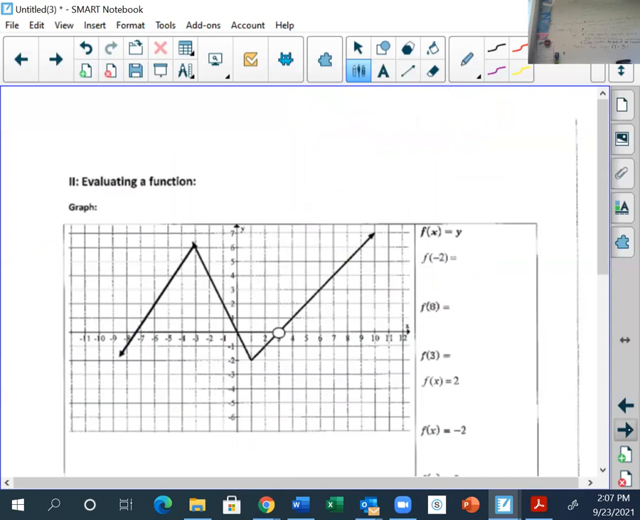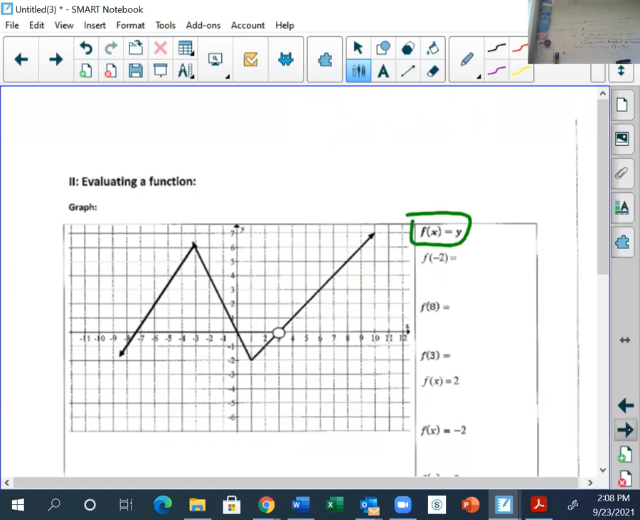So in this case, we want you to evaluate a function when the graph is given. We did this, I think, on Day 2, so it's kind of a review. So now the graph is given, f of x equals y, meaning this is the same as what f of x means.